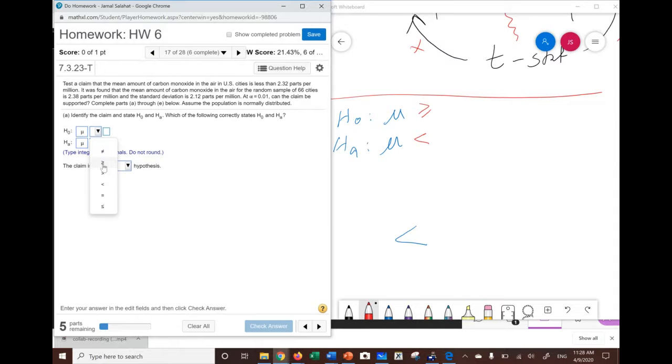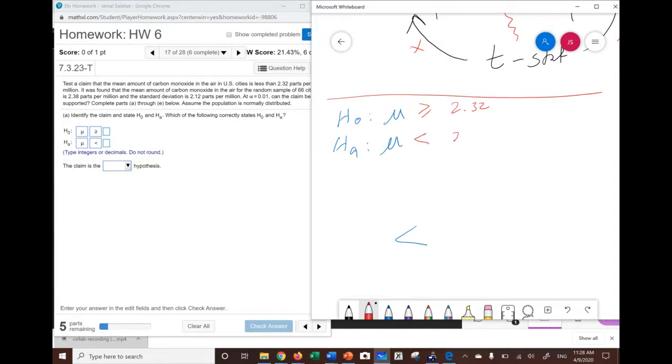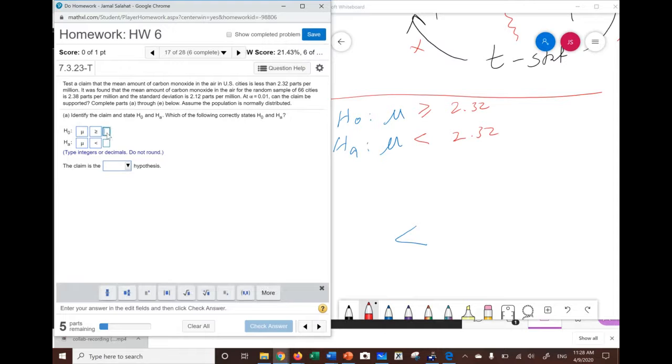It says greater than or equal to here, and it's going to be less than in there. Here's the less. Less than who? Less than 2.32. So the 2.32 goes into the last box, and in the next box is going to be 2.32. So that's how we fill this.